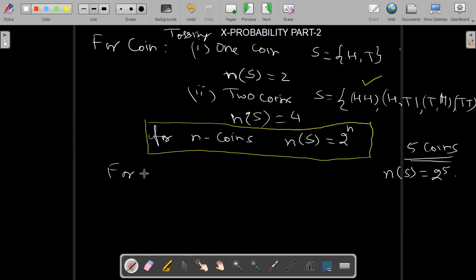Similarly, for dice also we have the formula. If you are throwing one die, two dice, three dice, n dice, the number of possible outcomes will be equal to 6 raised to power n, because a die has 6 faces. A coin has two faces, a die has 6 faces. That's why its possible outcomes are 6 raised to power n.